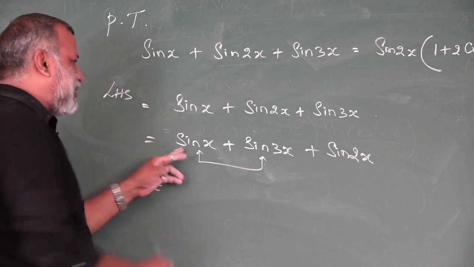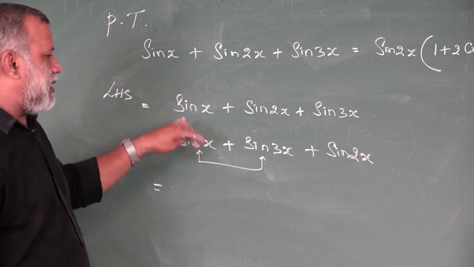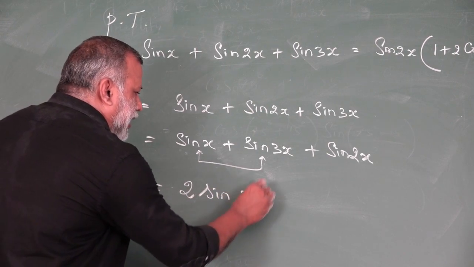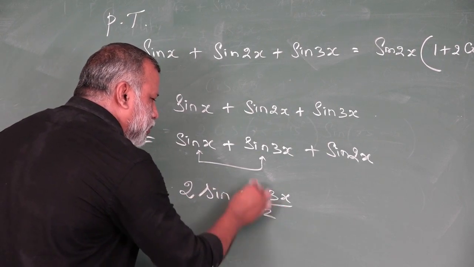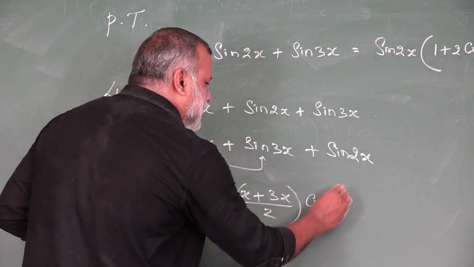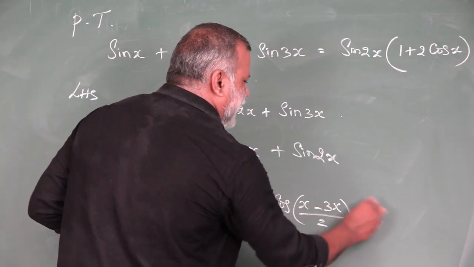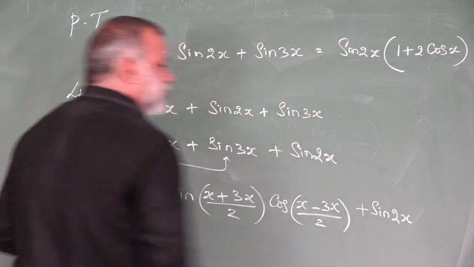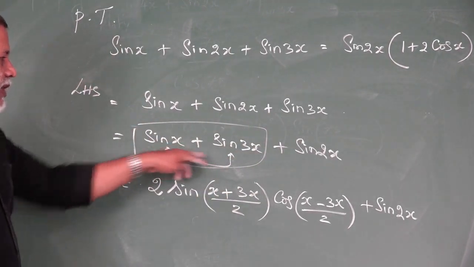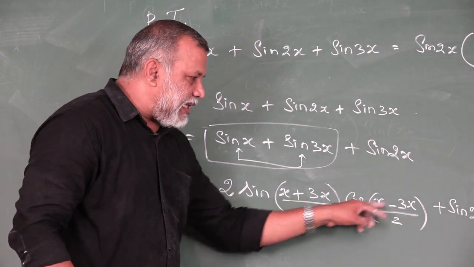How? Listen here. Sin x plus sin 3x is in the form of sin C plus sin D. So if you are adding, 2 sin of C plus D divided by 2, cos of C minus D divided by 2. Then one more, sin 2x, no change, as it is. The last one, sin C plus sin D, we use for the first two terms only.